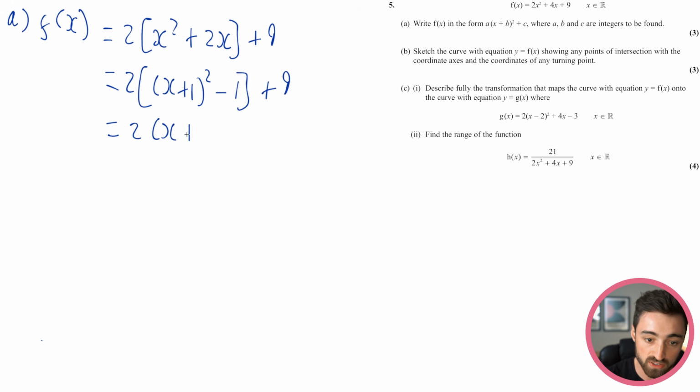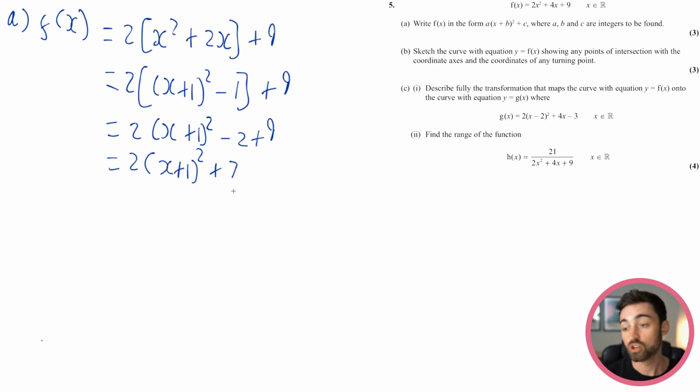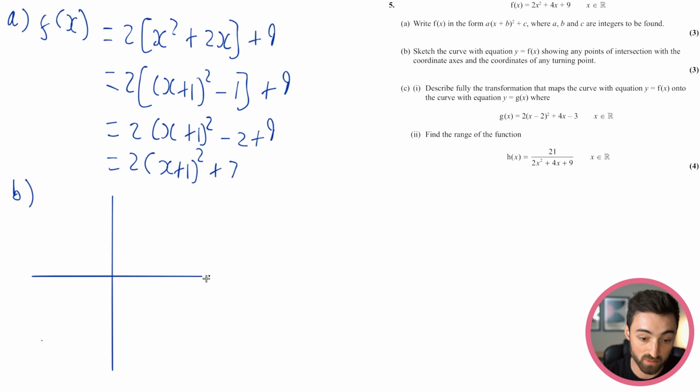So now this is going to be 2 times (x plus 1) squared minus 2 plus 9, which is going to equal 2 times (x plus 1) squared plus 7. Cool. So that is now going to make sketching this thing very easy because we have the minimum point.